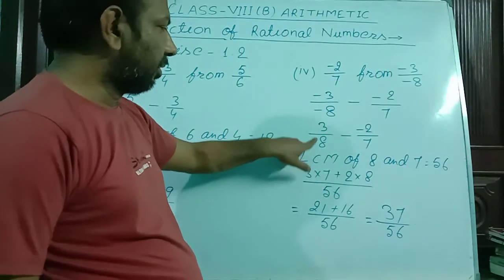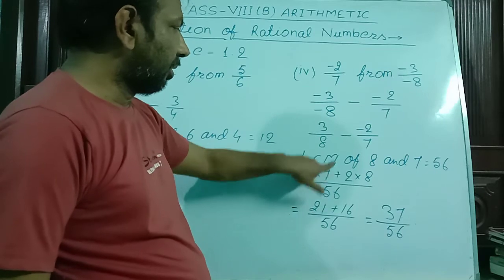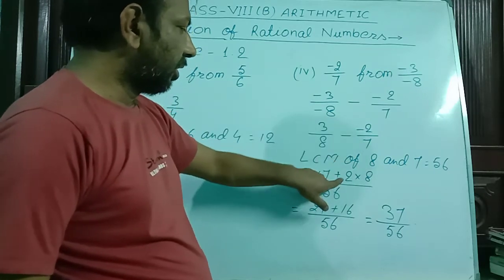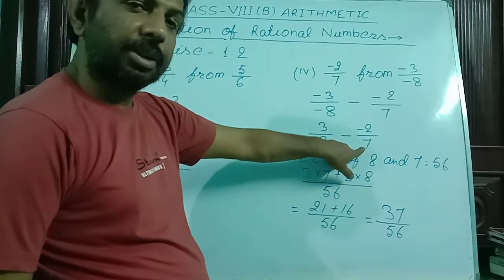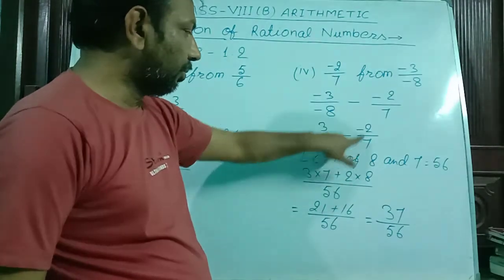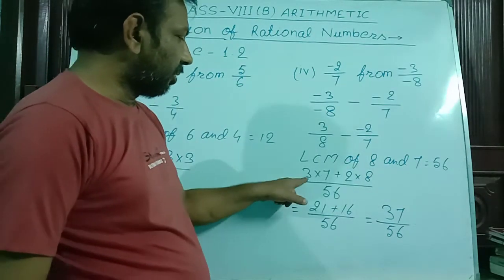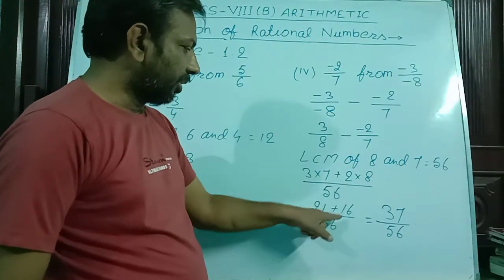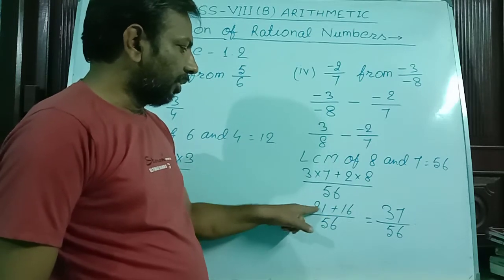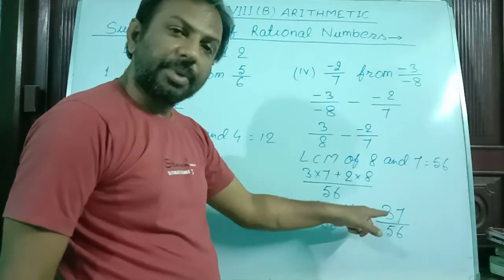I got 7. So 3 into 7, minus plus. Again I divided LCM by denominator 7. I got 8. So 2 into 8. So this became 3 7s are 21 plus 2 8s are 16 by 56. 21 plus 16 equal to 37 by 56.